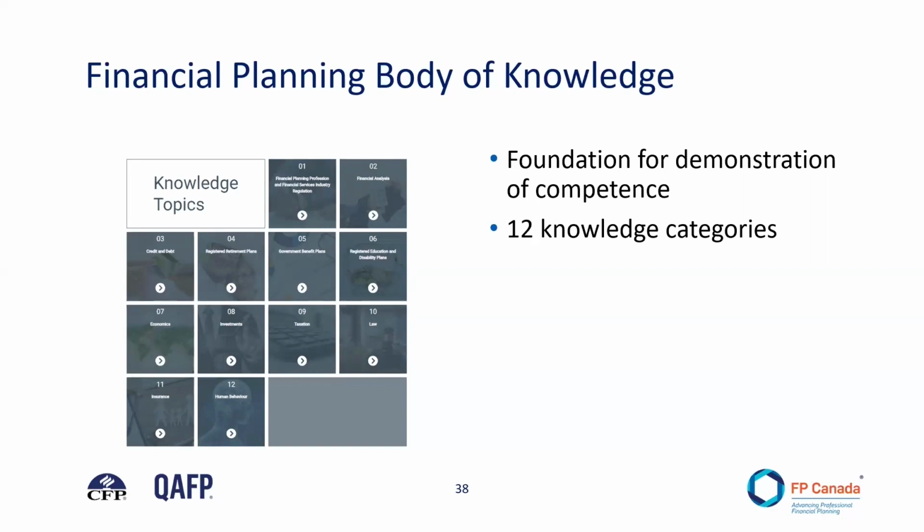The financial planning body of knowledge can be found on the FP Canada website. It outlines the required 12 knowledge topics, and each knowledge topic has several subsections. Please keep in mind that just knowing the information is not sufficient for competent performance. You need to know how to use this knowledge in a client's situation to demonstrate competency.